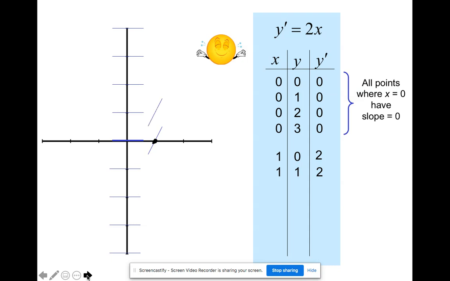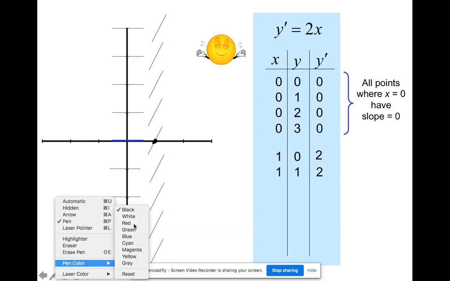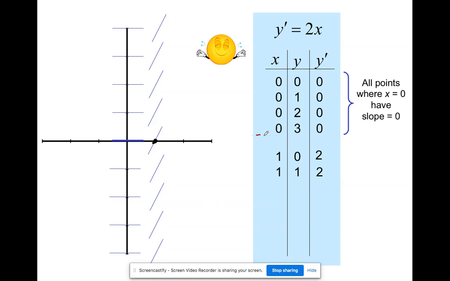I don't really have to keep going with my table, right? So notice that here, everywhere X is 0, I had a pattern. Everywhere X is 1, I see a pattern. Not only is it 2, it's positive. And remember, we care about when derivatives are positive, right?